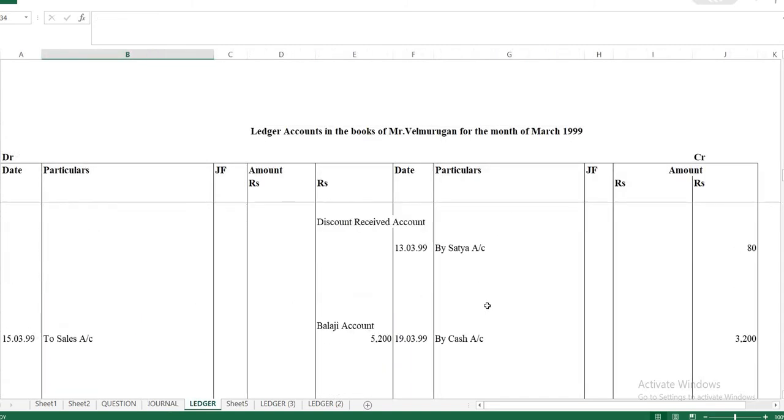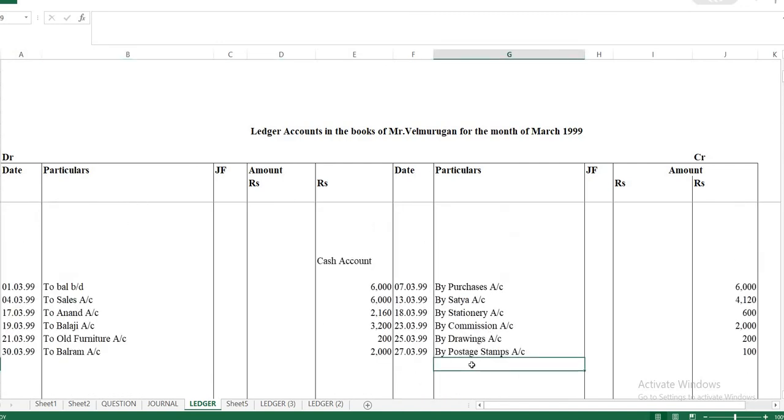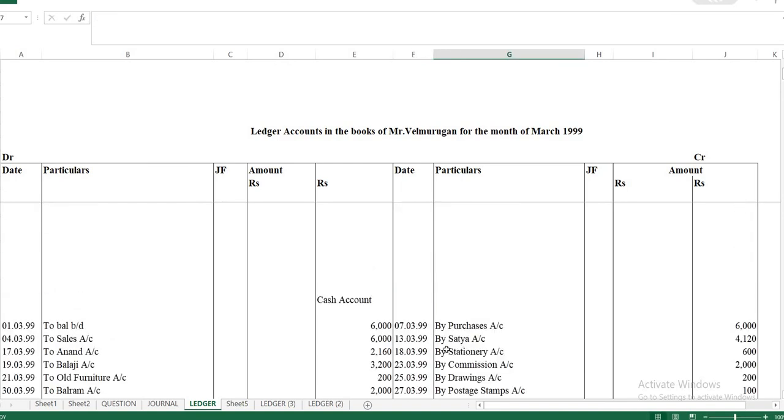Go to the cash account. Cash account, buy salary account, buy office rent account. Amount 1800 for salary, 600 for office rent. Date 31 March 99. This is also 31 March 99. Okay, so this is our cash account.